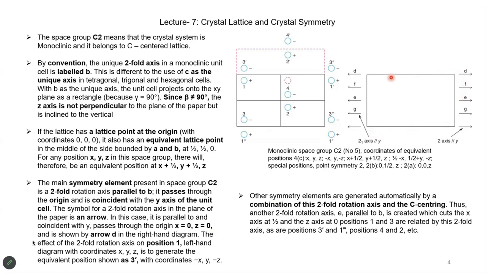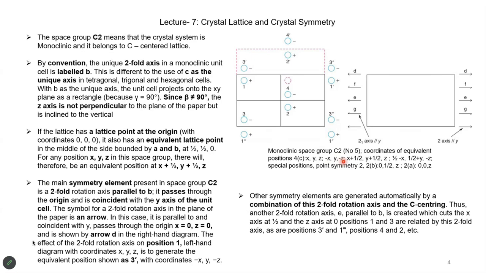These are the symmetry elements shown in the space group, and these are the equivalent positions shown in the space group. We have 4 equivalent positions if we do so. The first one is x, y, z, as we said generally, and the next one is minus x, y, minus z, or bar x, y, bar z.